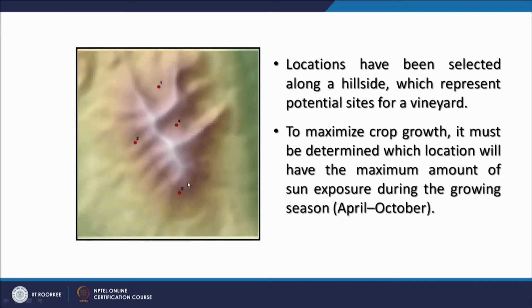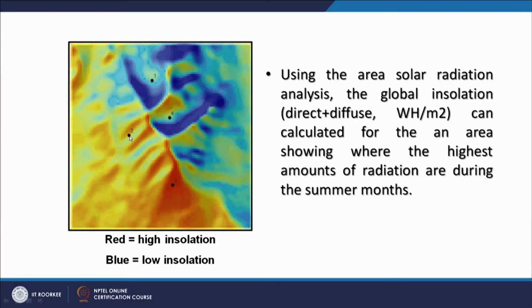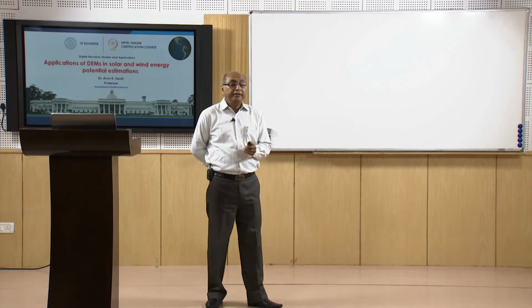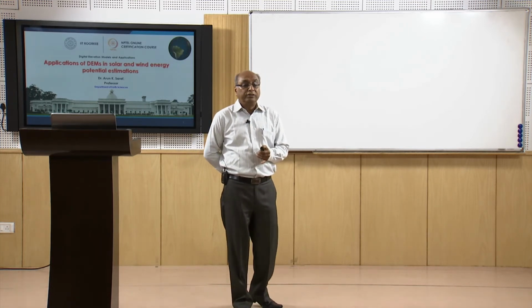So a comparative study can be done very easily, and this analysis shows these red areas where the solar insolation is going to be high, especially the site which is marked as 3, and the 2 will have less, whereas the 1 will have the minimum. So using this area solar radiation analysis, the global insolation, that is direct plus diffuse radiation, can be calculated for an area showing where the highest amounts of radiation are during the summer months.